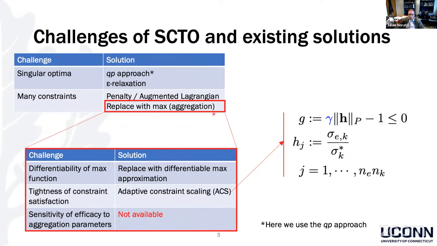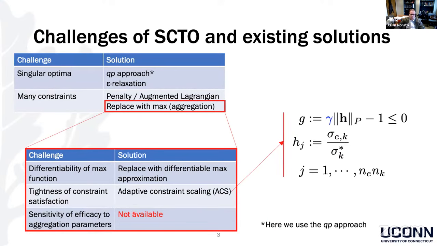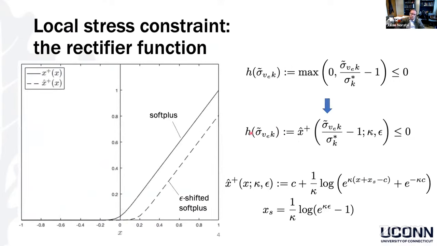Now, let me note that in terms of the relaxation in our method, we use the QP approach. I missed an important point, and it is that adaptive constraint scaling, we have been using it for a while, but it has some difficulties. One of them being that the efficacy of that approach is very sensitive to the aggregation parameters, both in terms of being able to deal with different mesh sizes or sizes of the problem, but also in terms of robustness, as we'll see. So what we proposed in this paper is a different type of aggregation approach.